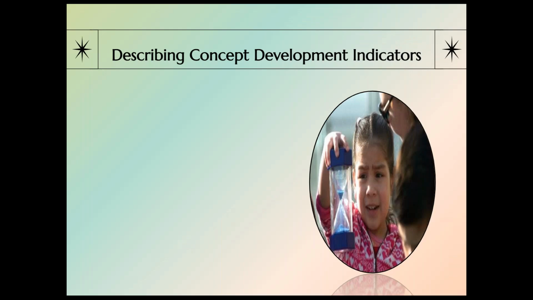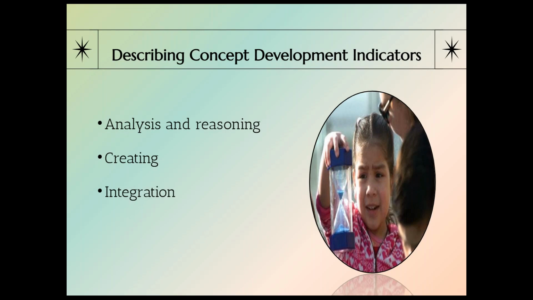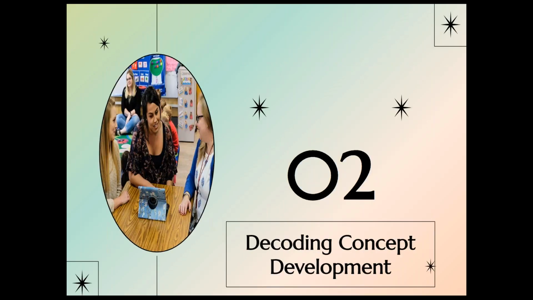Okay. So let's look at how we describe concept development by just reviewing those 4 major indicators. It's going to consist of that analysis and reasoning. Remember those hows, those whys. Then focus on creating, planning together, things of that nature. Integration, how do we make those connections? And then as well as those connections to the real world. And with that, I'm going to turn the presentation back over to Stephanie, and she's going to dive a little bit deeper into those indicators.